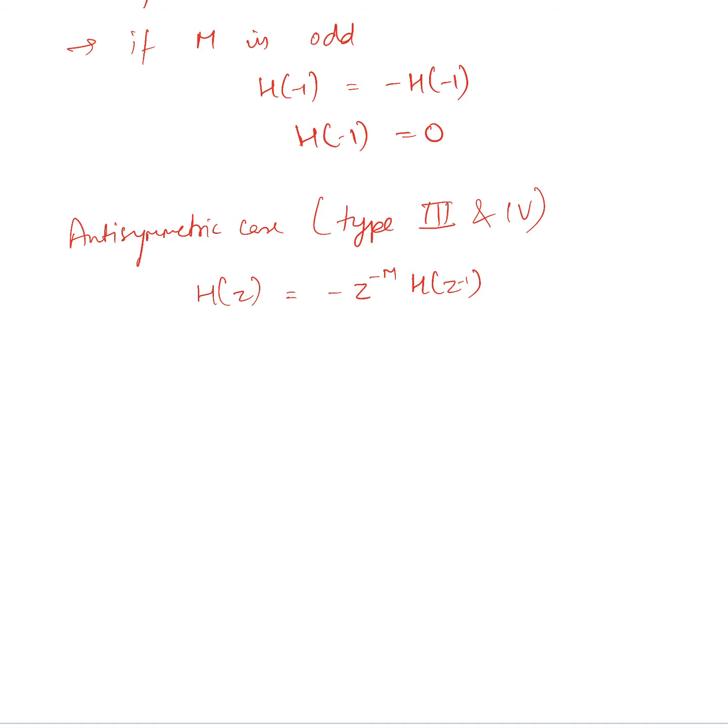So you notice that this negative sign appears. So if we carry out the same analysis that we had done for the symmetric cases, if your z is equal to 1, then in that case you will have H(1) equal to minus H(1).